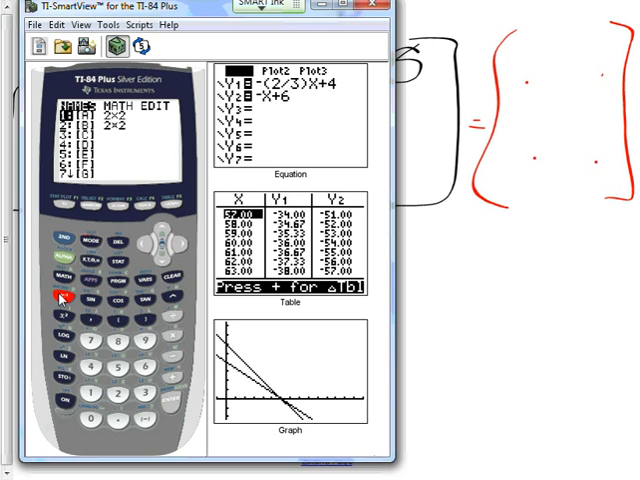Go back into your matrix. You're constantly going in and out of the matrix menu. Matrix A times matrix B, enter. And there it is. 57, 24, 89, 40. Okay, now you know how to multiply matrices with a calculator.